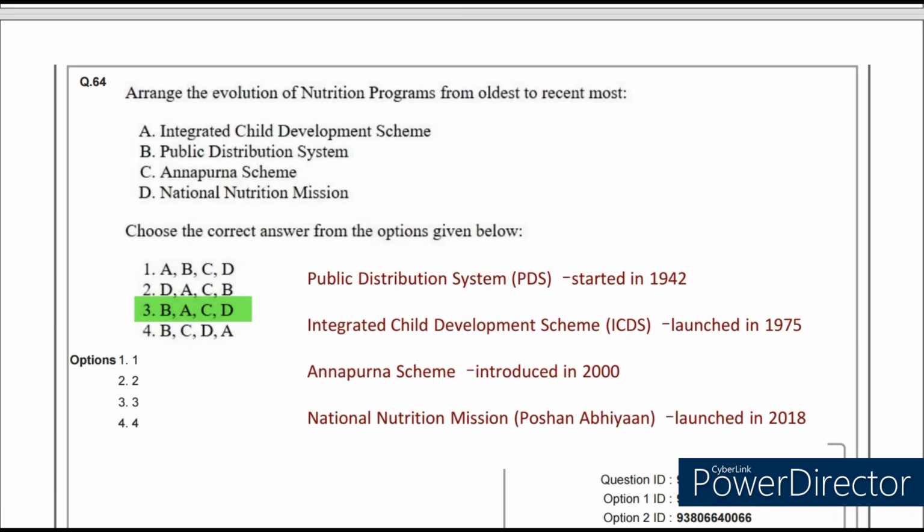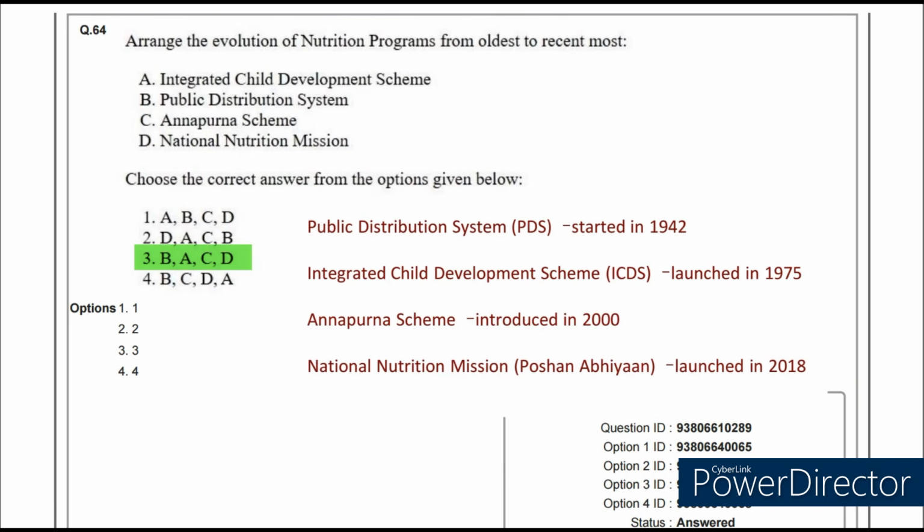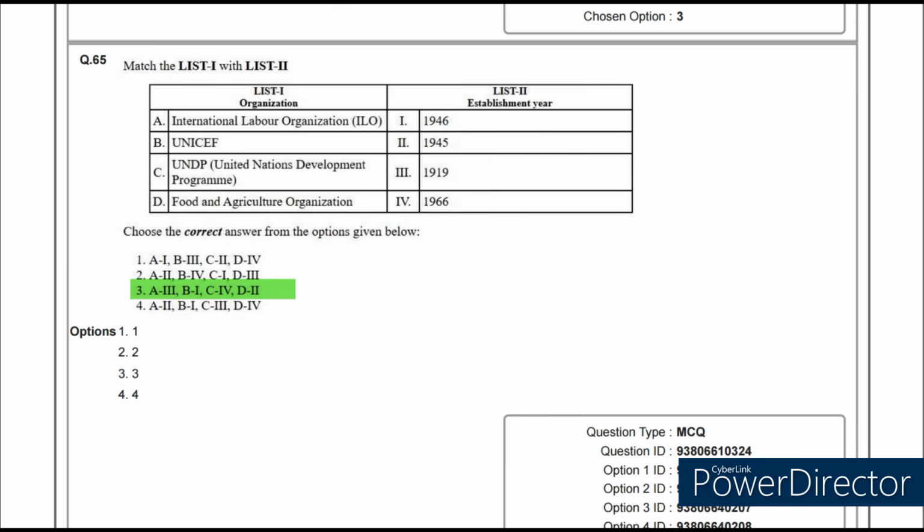Now coming to question number 64, which is a chronological question on nutritional programs and their years. The sequence should be public distribution system, followed by ICDS, followed by Annapurna scheme, and the last should be the National Nutrition Mission, that is Poshan Abhiyan, which was launched in 2018. The sequence should be BACD. Now coming to question number 65, which is a match the following question on organization and establishment year.